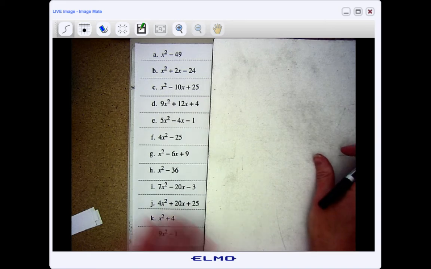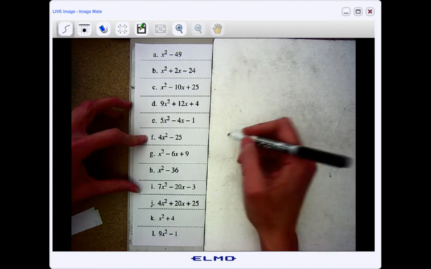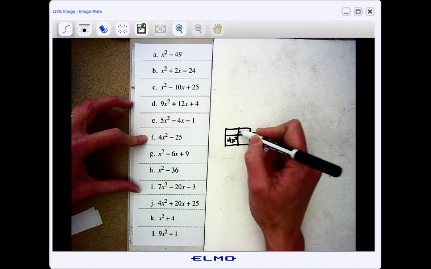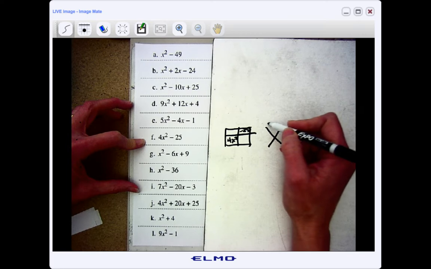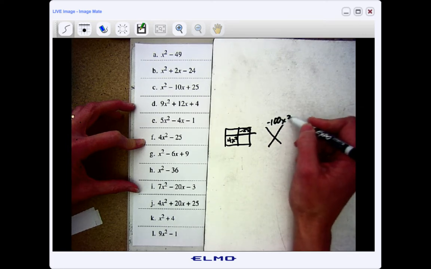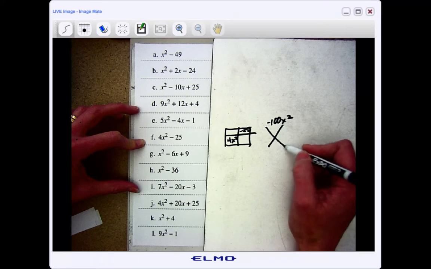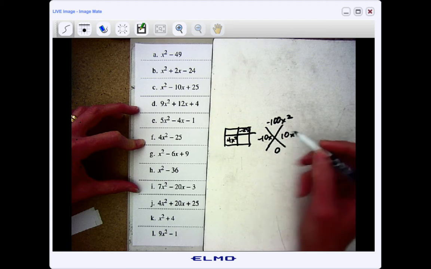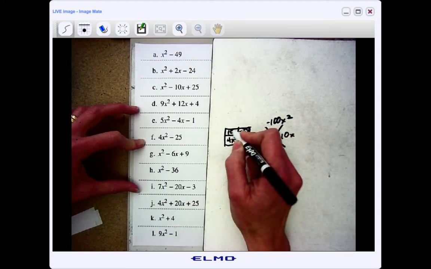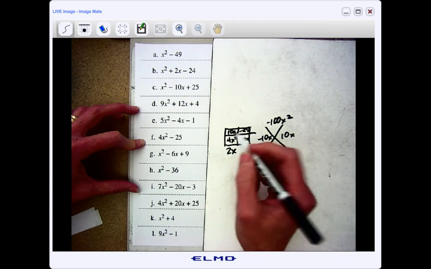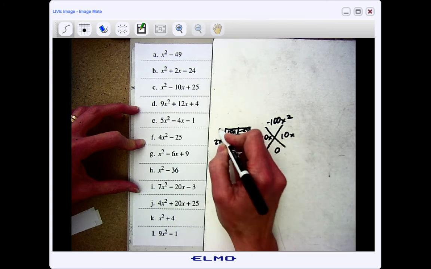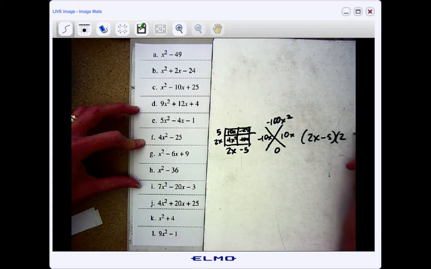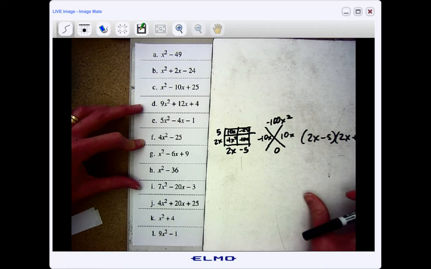So again, let's say you decide to do this one right here. You're going to make your generic rectangle. You're going to do 4x squared minus 25. The product of those two things is negative 100x squared, and the sum is 0. There's not a b term. So negative 10x and 10x would be our two sides. Bring those over, and so I get 2x, 2x, minus 5 and 5. So this one factors into 2x minus 5 and 2x plus 5. Oops, I went off the screen.